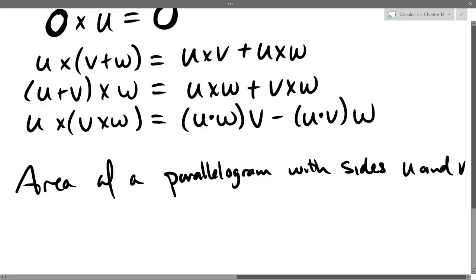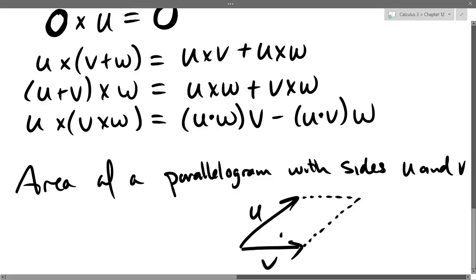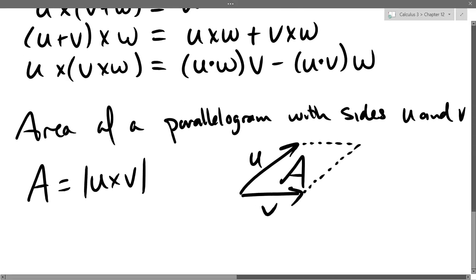Area of a parallelogram with sides u and v. So you have some vector u, some other vector v. We'll make a parallelogram. There's only one parallelogram to make with these as the sides. You go parallel with v, parallel with u. So you make it like this. And we want to know what is the area inside. You do a cross product and look at the magnitude. That's our area.